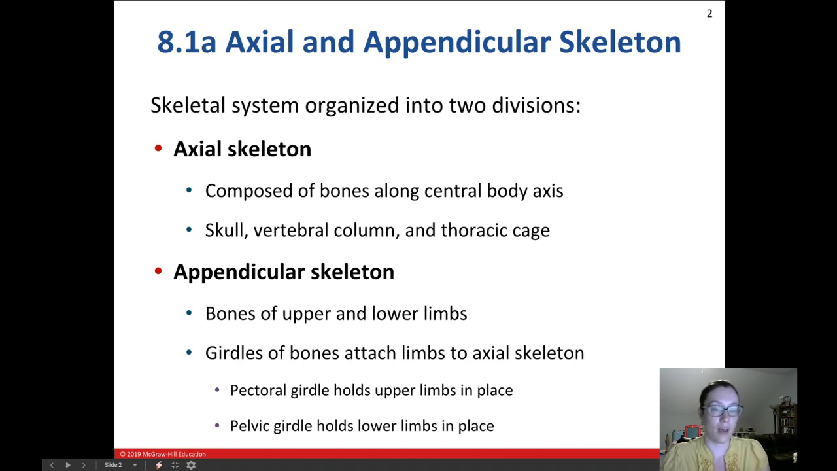Next lab, we're going to learn about the appendicular skeleton. Those are the bones that make up the appendages, right? So your arms and legs. It also includes the parts of the appendages that attach the body to your axial skeleton. So your pectoral girdle, which is up here, holds the upper limbs in place, and your pelvic girdle, which is down, holds the lower limbs in place.